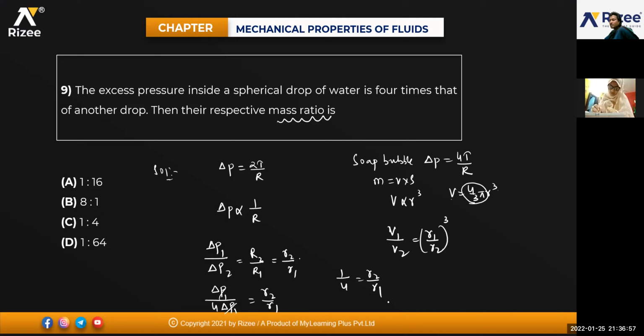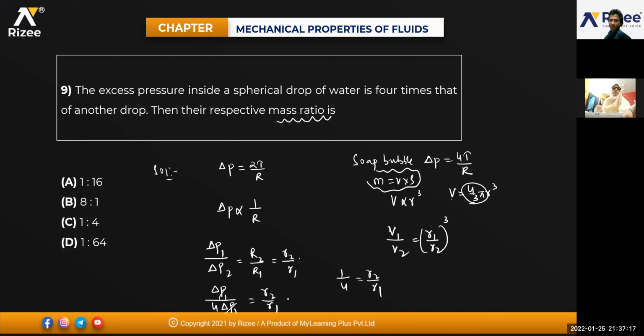P1 by P2 is equal to 1 by 4. So V1 by V2 is how much? Now I hope you can get the answer for that one. Mass we already got. Mass is equal to volume into density. Anyhow, for the liquid drop, density will be the same. So M1 by M2 is equal to V1 by V2.